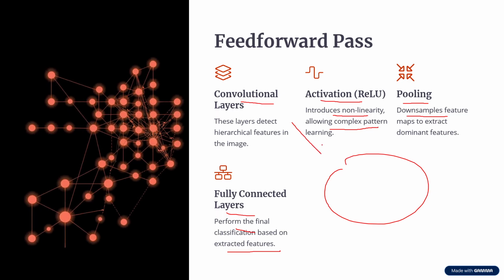Convolution layer, activation layer and pooling layer, these four steps work together and give us the image. We form an image and we can understand what this image is.